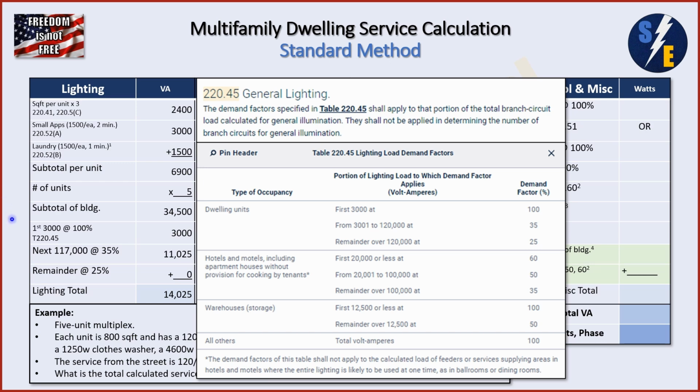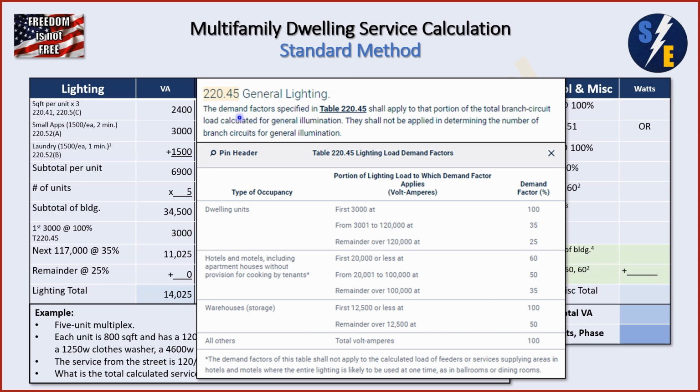Okay, now that we have the subtotal of our building, it's time to see if we have any demand factors that we can apply. And for that, we're going to go to table 220.45. It says general lighting. This is the table I mentioned in the last slide that I said we'd be talking about in just a moment.